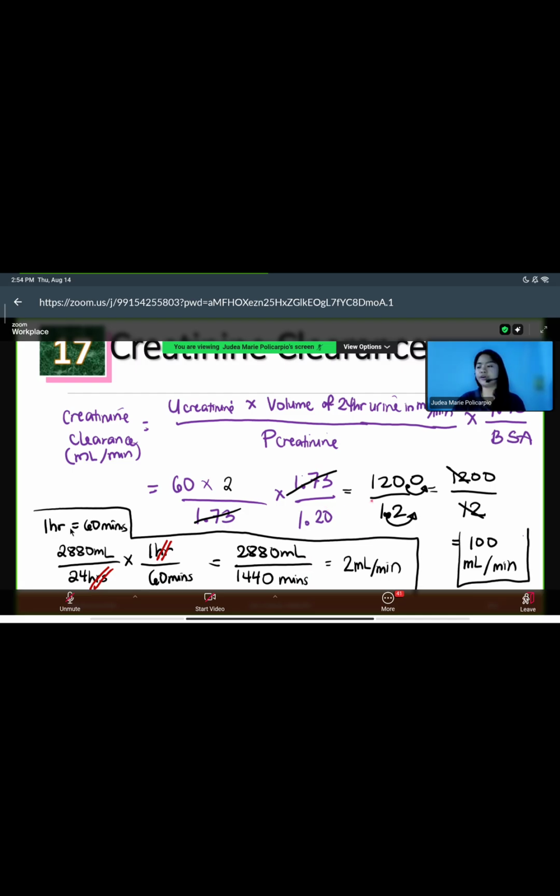Okay, so therefore, final answer is 100 ml per minute, the creatinine clearance result of your patient. Okay? So, convert muna natin yung urine volume into ml per minute bago natin siya sinalpak dito. And after computation, your final answer will be equivalent to 100. Okay? So that is how we compute the creatinine clearance.